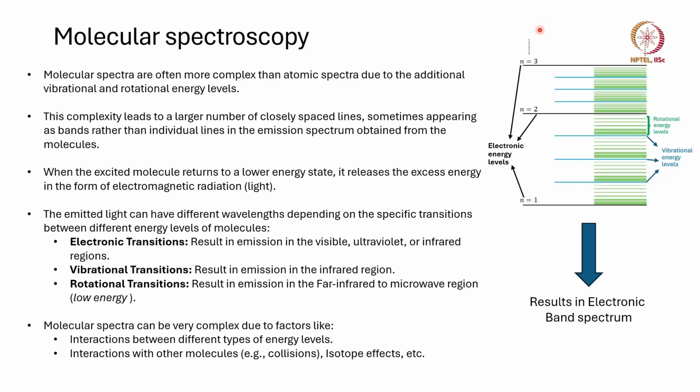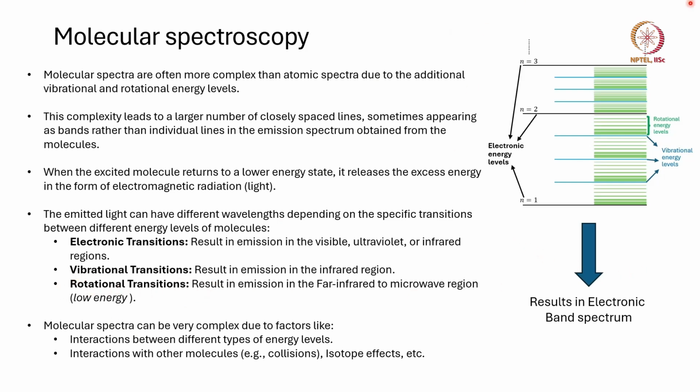Similar to atoms, when the excited molecule returns to lower energy state, it releases excess energy in the form of electromagnetic radiation. However, the emitted light can have different wavelengths depending on specific transitions, which are not only electronic transitions but also vibrational transitions and rotational transitions.